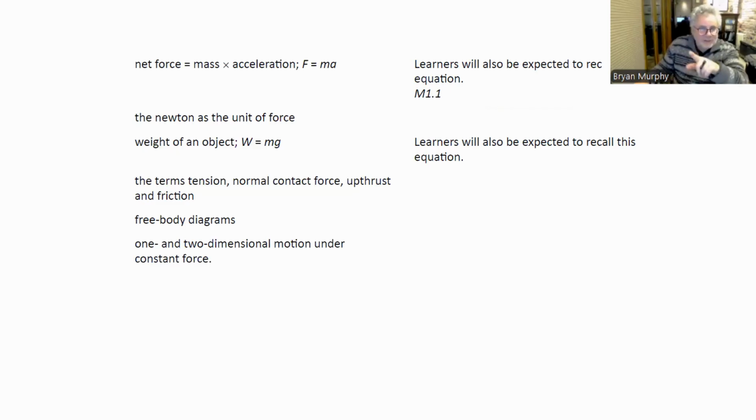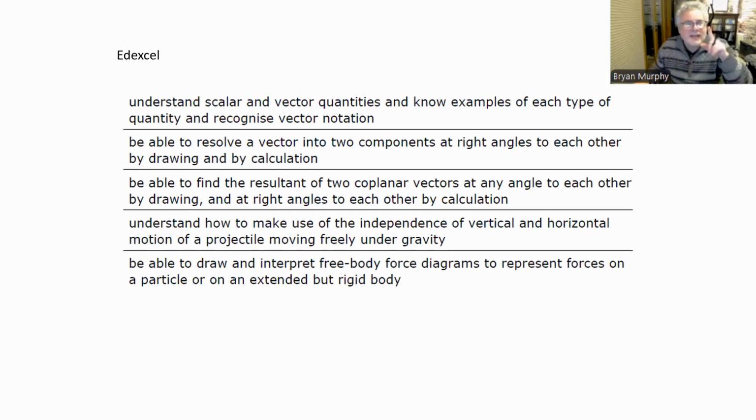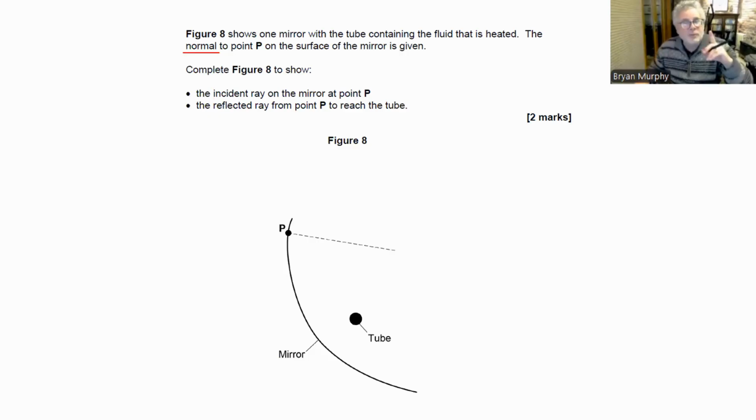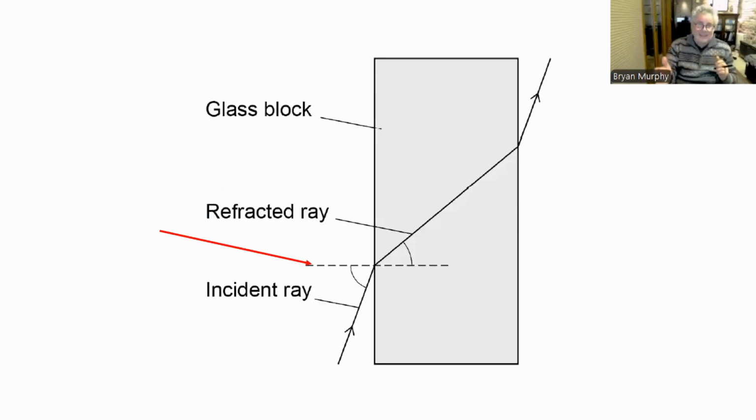Hold on a minute. Normal. I just want to spend a few moments looking at that word normal. In AQA, this is what we're doing. What does that normal mean? You will remember when you did your reflection in year 8, you drew a normal to the mirror. Could be a curved mirror, who cares? You drew a normal to the mirror, which was perpendicular to the mirror. And whenever you did refraction, your normal was at 90 degrees to the boundary. There it is. That dotted line is called the normal.